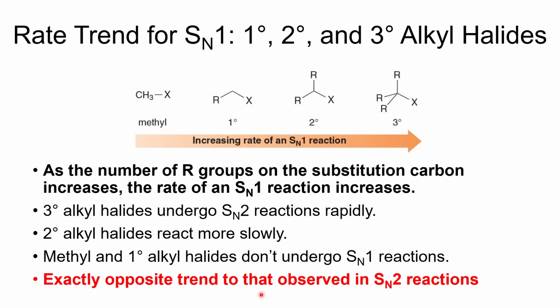We'll find that the nature of the alkyl halide turns out to be the most important factor in determining whether a reaction is going to undergo an SN1 or an SN2. And we'll discuss that a little bit more when we're comparing them a little bit later.